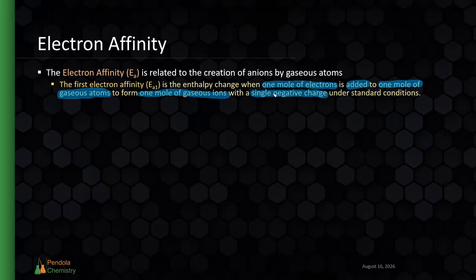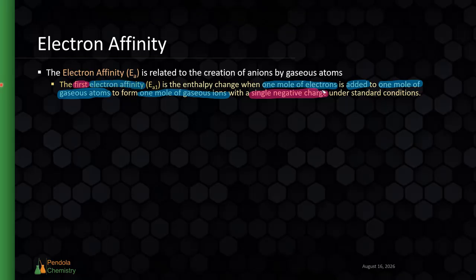Now this, with a single negative charge, I'm actually going to put in a different color. So with a single negative charge. Why is this important? This part, the single negative charge, is only because we're looking at the first electron affinity. If this was the second electron affinity, then it will have a -2 charge. Third electron affinity will be the -3 charge, so on and so forth. But the parts in blue always stay because they're part of the definition of electron affinity.